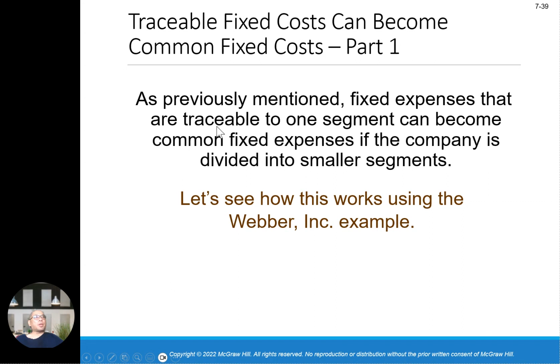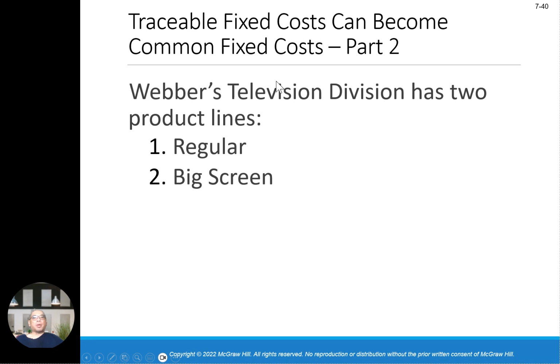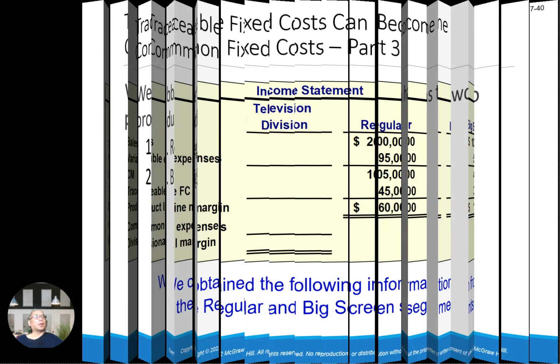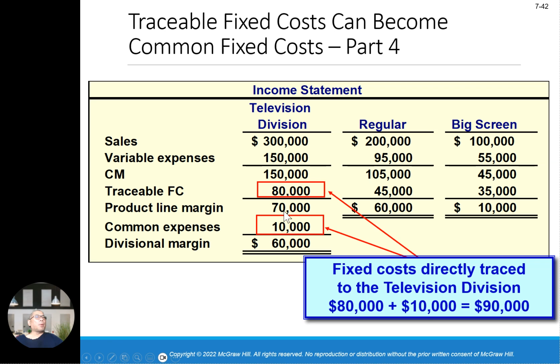As previously mentioned, fixed expenses that are traceable to one segment can become common fixed expenses if the company is divided into smaller segments. Let's see how this works using an example here. Product lines such as regular and big screen for the television department. The income statement will be regular and big screen. Product line margin will be 60,000 for regular. Big screen will be 10,000 product margin. The contribution is 105,000 here for regular. Big screen will be 45,000. But remember, traceable here 80,000 fixed cost, and then another common 10,000. Total will be 90,000 for the television department.